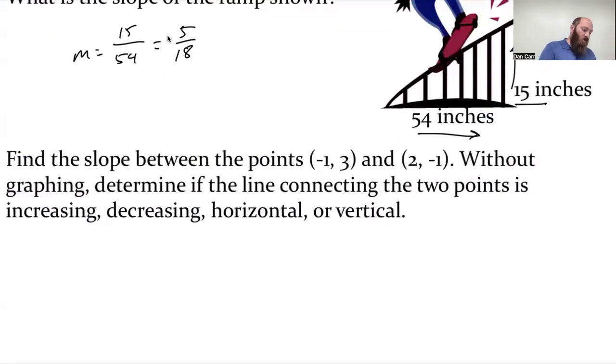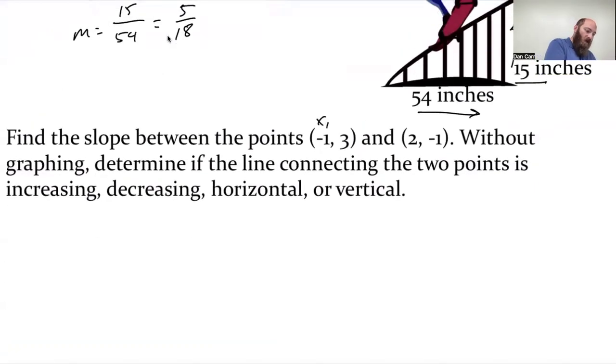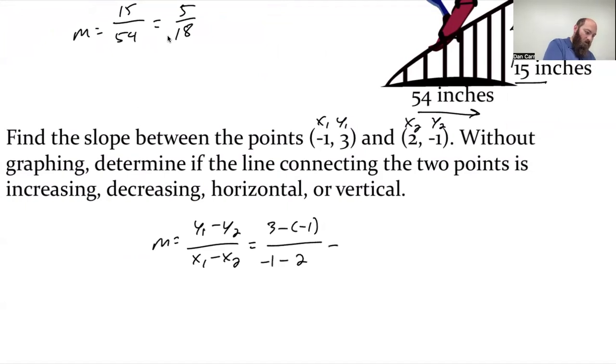Okay, for the next one, we're going to use the actual slope formula. So I can call it x1, y1, x2, y2. So its slope is going to be y1 minus y2 over x1 minus x2. So when I do that, in this case, it's going to be 3 minus a -1 over -1 minus 2. This will turn into addition. So it'll be 3 plus 1 is 4 over a -3. So it's -4/3 for my slope.